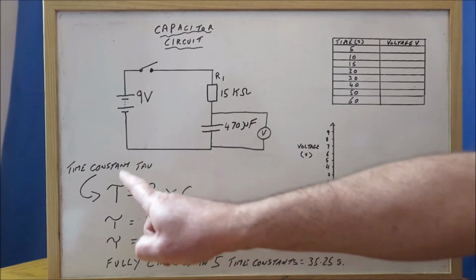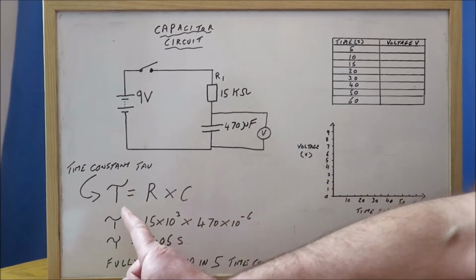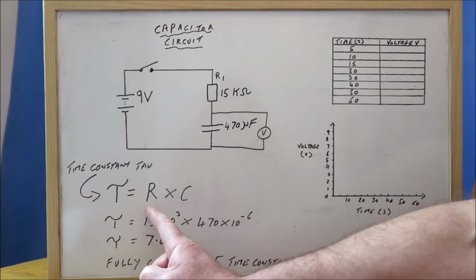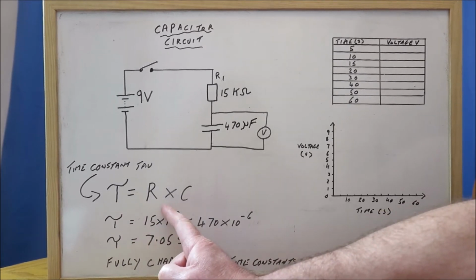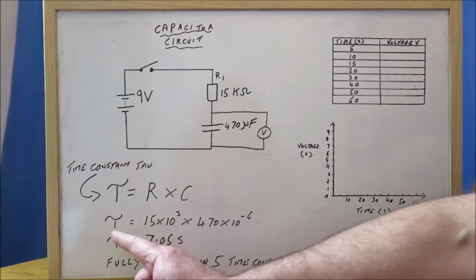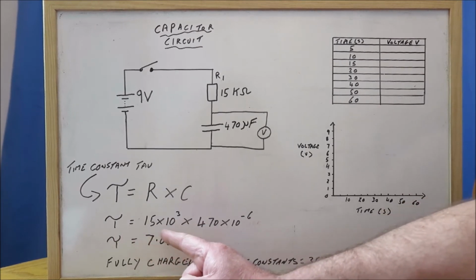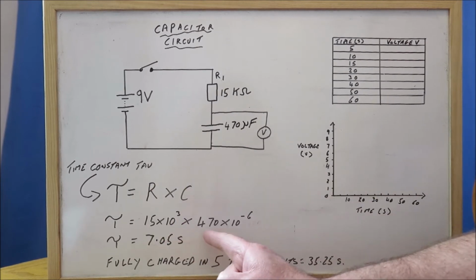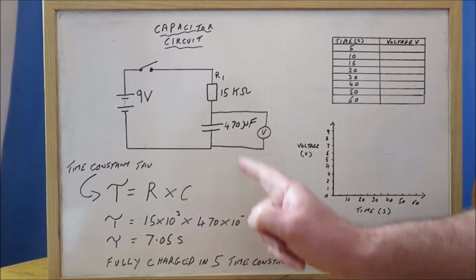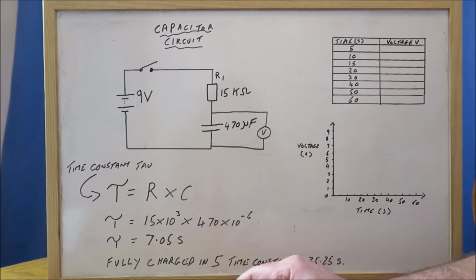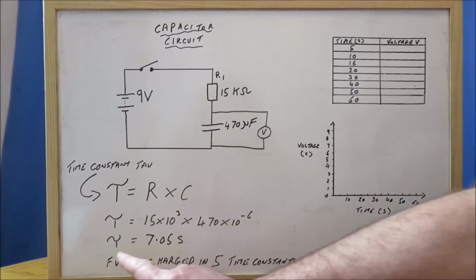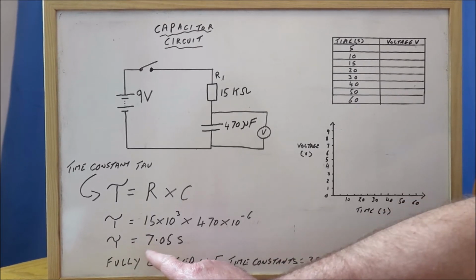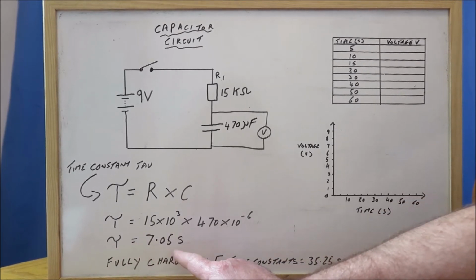And so with that in mind, we've got the time constant for the circuit. The time constant, the Greek letter tau, is equal to R, which is the resistance, multiplied by C, which is the capacitance. So tau is going to equal 15 times 10 to the power 3, because it's 15 kilo ohms, and 470 times 10 to the minus 6, because it's 470 microfarads. So if we work that out, that gives us a tau value, or a time constant for the circuit, which is equal to 7.05 seconds.